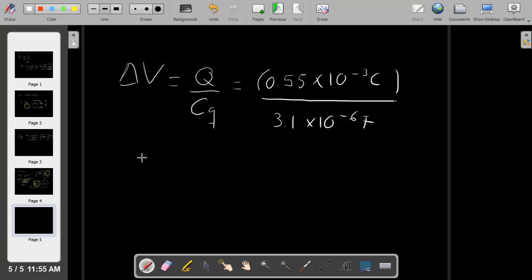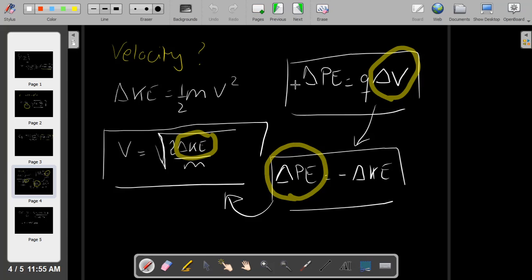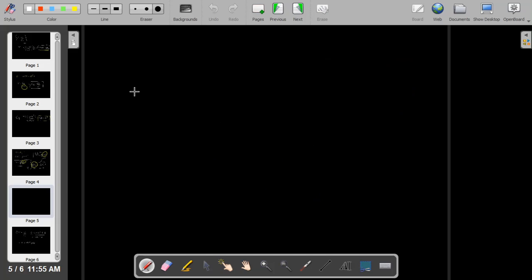Put it in your calculator, and you should be getting a value of 1.8 times 10 to the 2 volts. We just found the change in electrical potential. If you remember, we needed that to be able to calculate our potential energy. So now that we have it, let's calculate that potential energy.